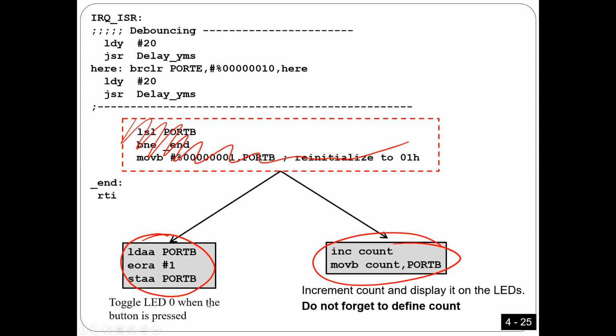So now the program is doing something completely different. Instead of shifting port B, every time you press the push button, you toggle the LED. So that's what I want to say. With the same program, if you just change this part, your program can do something completely different. See also what I did here, guys. This is also something very important you should understand.